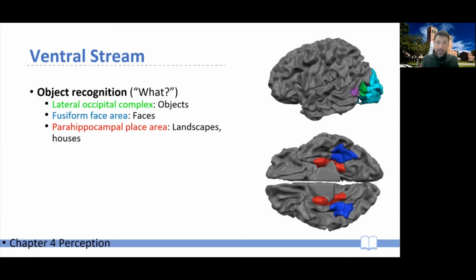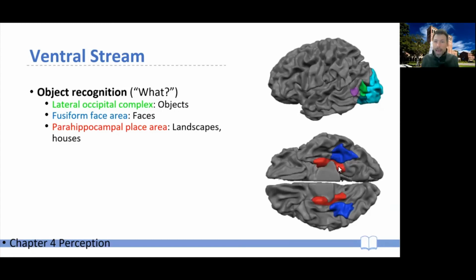However, there are other areas in the ventral stream which are very important for other aspects of visual processing. In particular, I'm highlighting two right here. Now, what you're seeing down here is a view of the brain from below. If you're looking from under up towards the brain, this part of the brain here is still temporal cortex. So it's still part of the ventral stream. In fact, it's sort of the end, the culmination of the ventral stream.